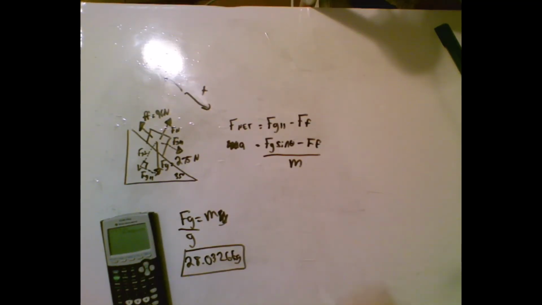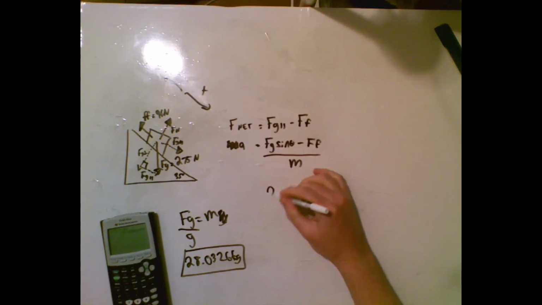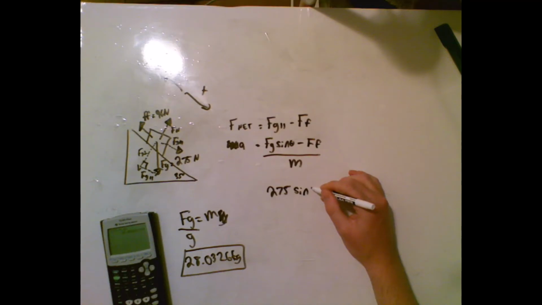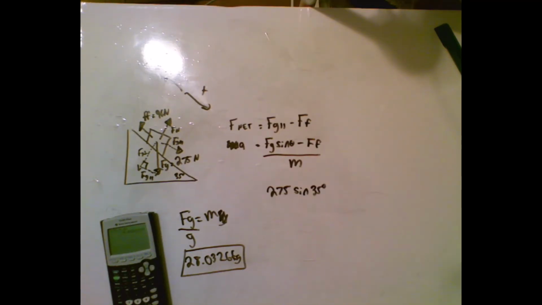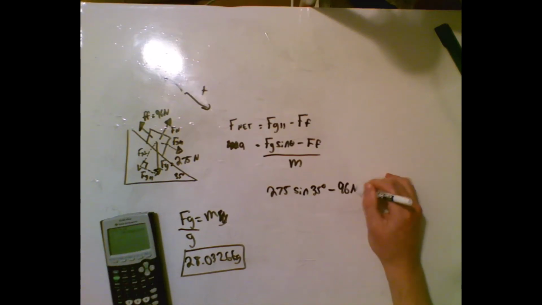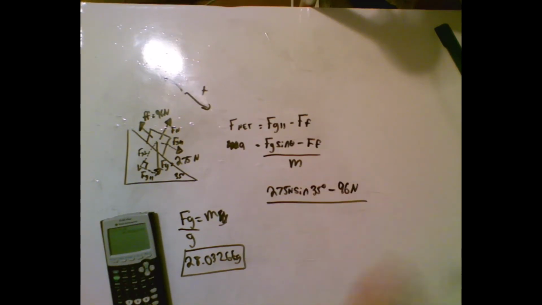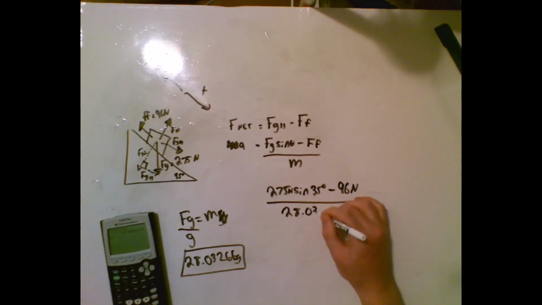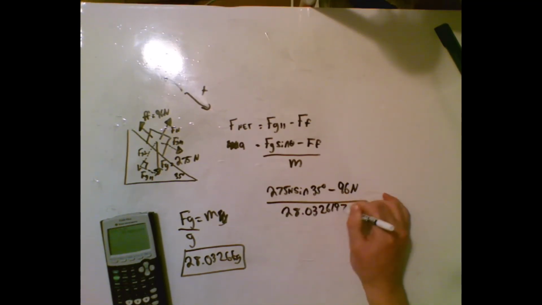So now I have everything. My Fg is 275 sine of 35 degrees, and my force of friction is 96 newtons, and then my mass is 28.03261978.